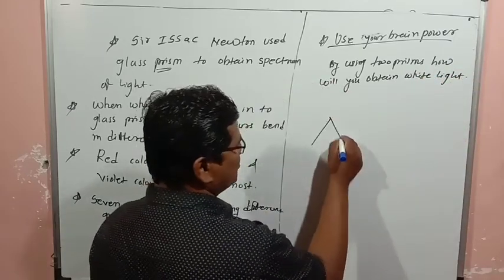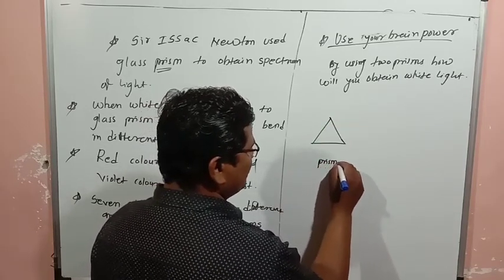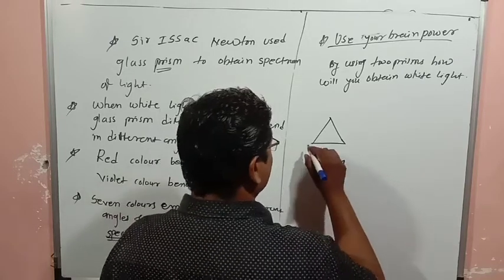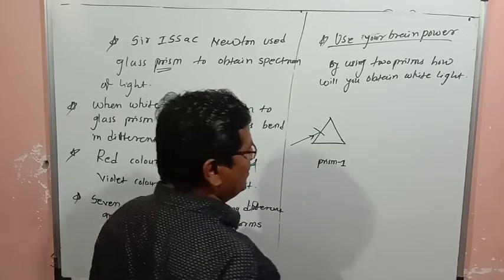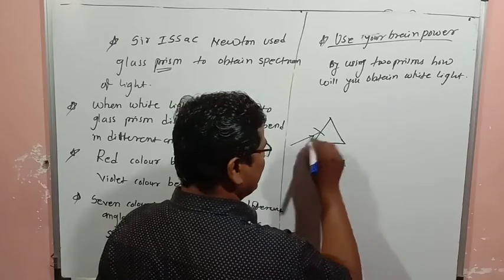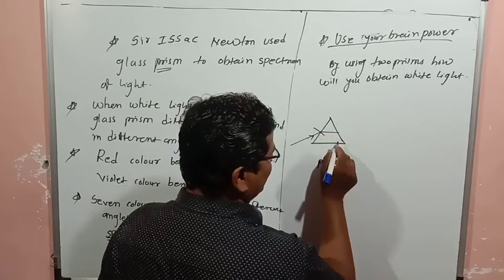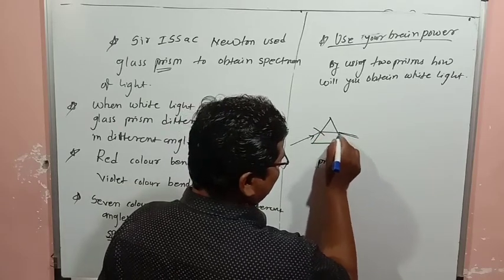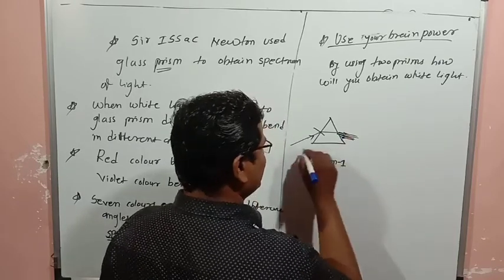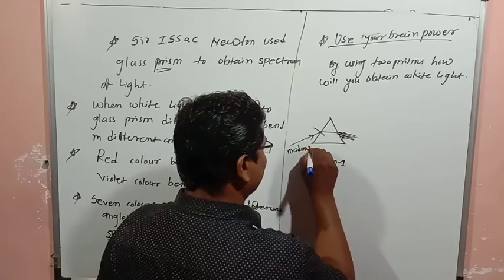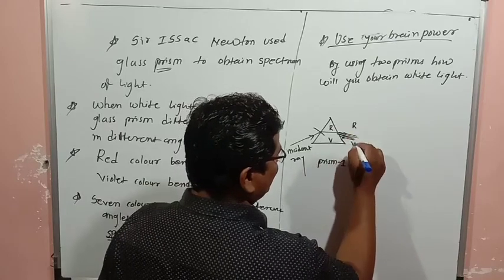Suppose this one is prism number 1. Suppose here the normal is there, and the incident light ray will travel. After this incident ray, it will get refracted, and again it will get separated into 7 colors. Here will be red, here will be violet, here will be red, here will be violet.